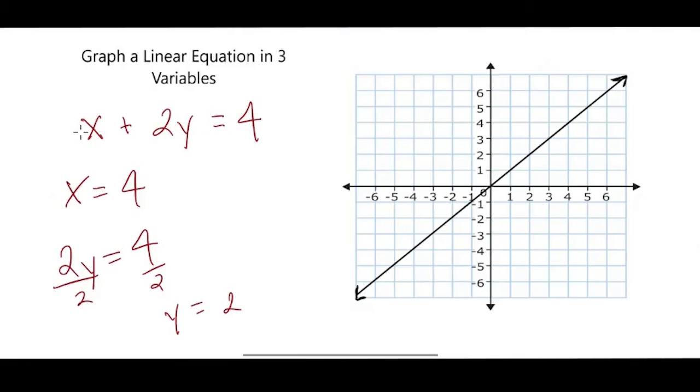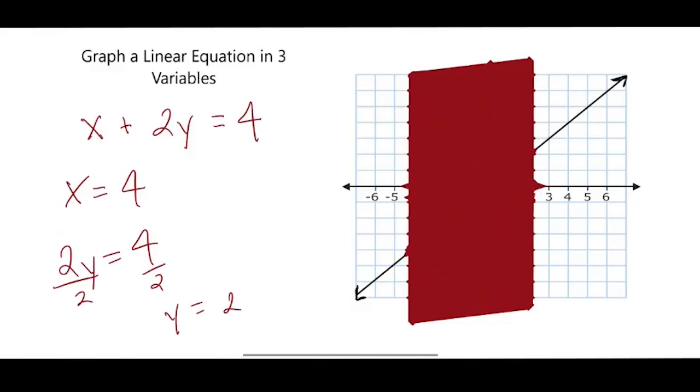I'm going to go to my x-axis, and I'm going to make a dot at x equals 4. Then I'm going to go to my y-axis, and I'll make a dot at y equals 2. All right. Now, in a situation like this, it's going to create a plane that goes up and down forever. So what I'll do, x equals 4 and y equals 2. And then I'll shade it in. And that's how you graph a linear equation in three variables when you're only given two of the variables.